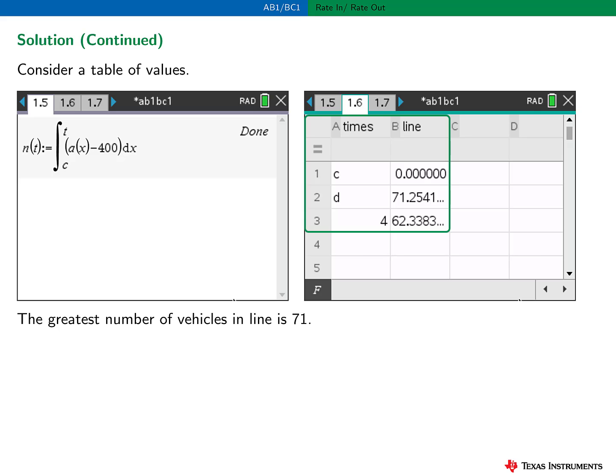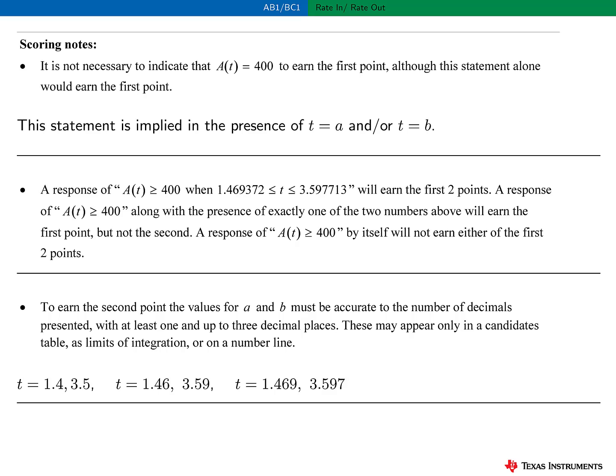Therefore, the maximum number of vehicles in line is 71. Here are the scoring notes for Part D.